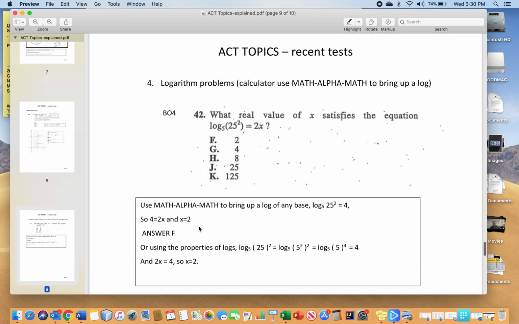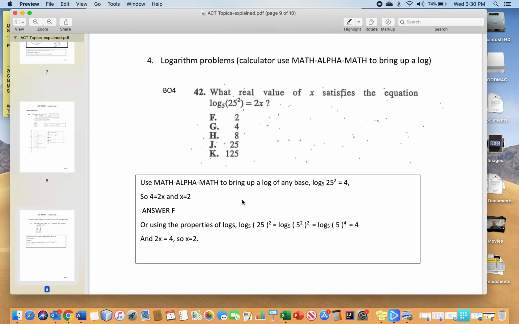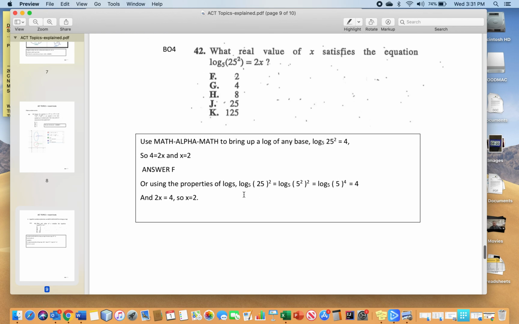Okay, here are some logs. And if you have a TI-83, 84, whatever version it is, if you do math, alpha math, it brings up a log. So that's your trick if you have a TI. Other calculators, you can find the log buttons, but a lot of people have TIs, very common. Math, alpha math is your friend. That'll save you one question on the ACT.